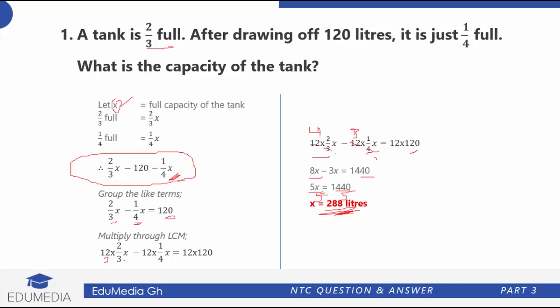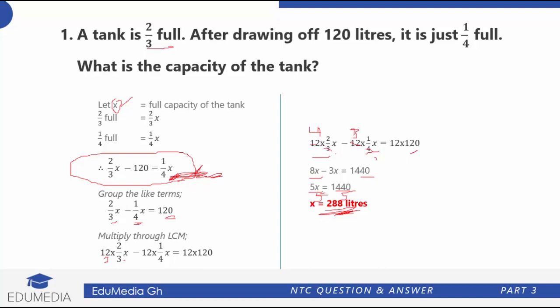In another way around, if we want to check whether our answer is correct, we do 2/3 of 288 liters and subtract 120 from it, and we should get the same answer as 1/4 of 288 liters. So we first try to express the whole question in equation form. When we express it, that is when we can group the items, multiply through by the LCM, and continue to get our x. This is the first stage, and when you get it right, then you are able to get the answer right.